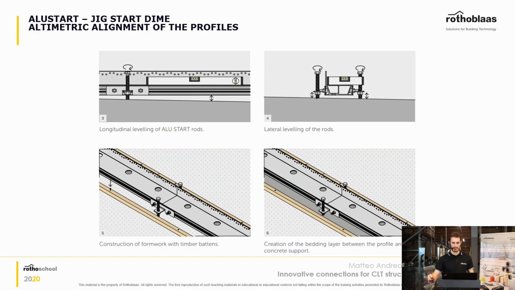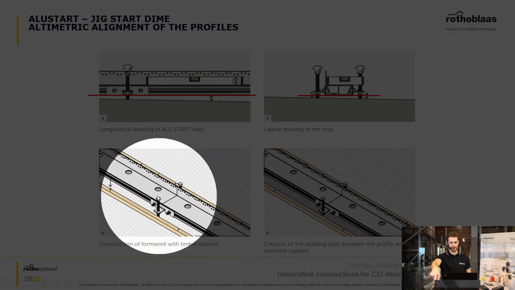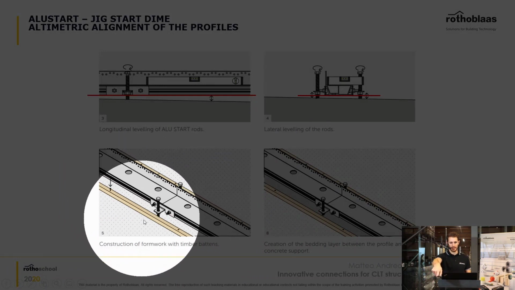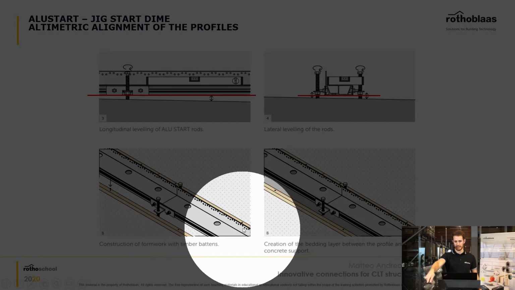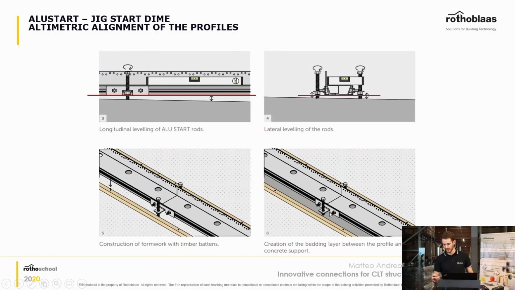So you can see here an example of how to place this Alustart. You can adjust it on the two planes, longitudinally and laterally, like you can see in this other image. And to make sure that your Alustart stays exactly flat, you can use little timber or other materials to fence it off, and you can pour non-compressible grout on the inside, so that you're sure that your connection is completed. And once it's completed, you can remove the dime, as we said before.